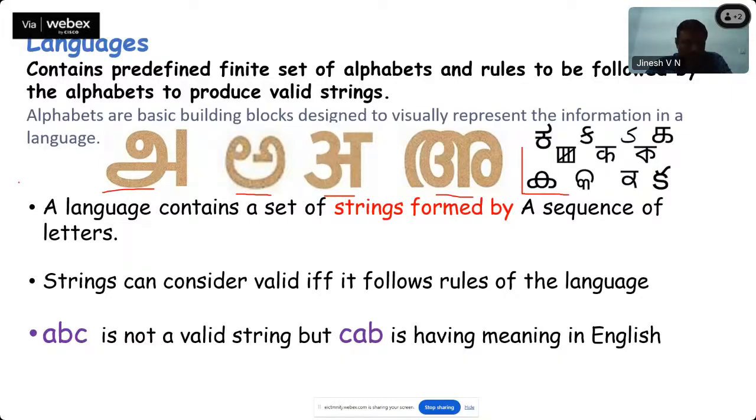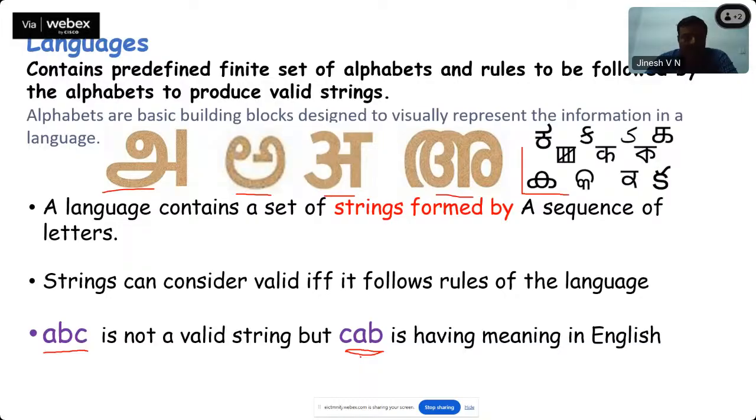But the thing is, whenever you are using the order A, B, C, it is not valid. Meaning, we cannot find out a specific meaning from this. But if you are rearranging it like C, A, B, that's a specific meaning. See here, why? Because here we are following the rules of the English language, so that we are getting the meaningful sentence or string.